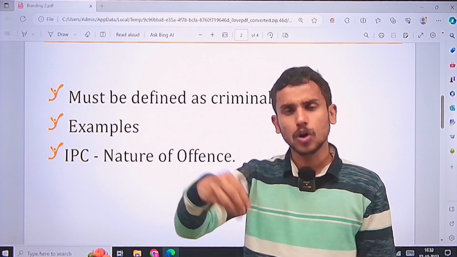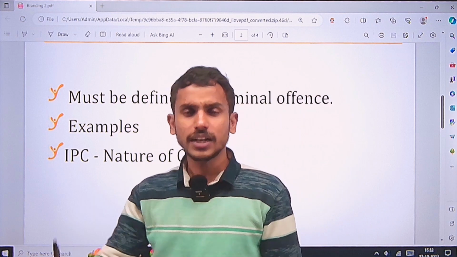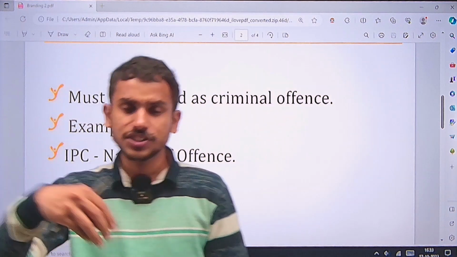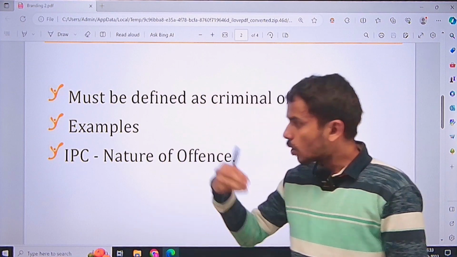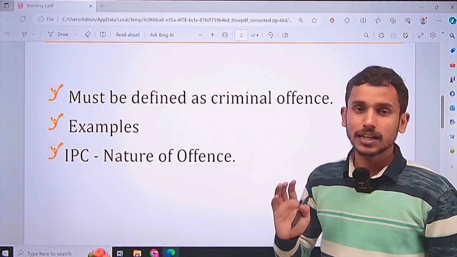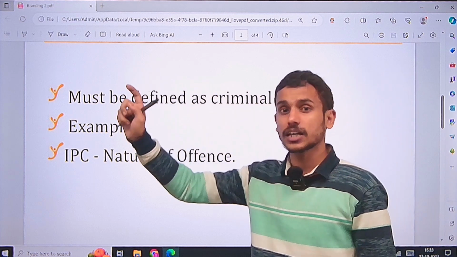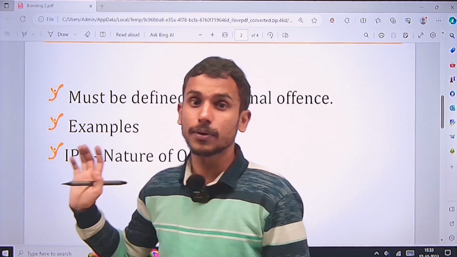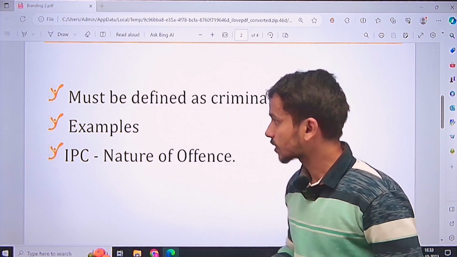For example, we talk about 300, 302, right? 304, all these offences related to the human body. All those things are offences in themselves described under IPC. Nevertheless, there can always be criminal offences which the state can describe through its legislations, right?